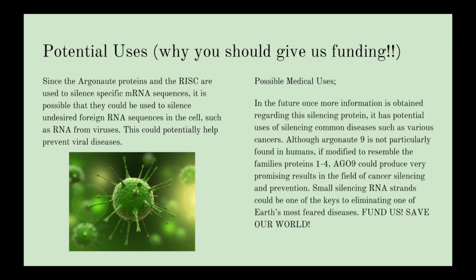Possible medical uses. In the future, once more information is obtained regarding the silencing protein, it has potential uses of silencing common diseases such as various cancers. Although Argonaut 9 is not particularly found in humans, if modified to resemble the family's proteins 1 through 4, AGO9 could produce very promising results in the field of cancer silencing and prevention. Small silencing RNA strands could be one of the keys to eliminating one of the Earth's most feared diseases. Fund us and save our world.